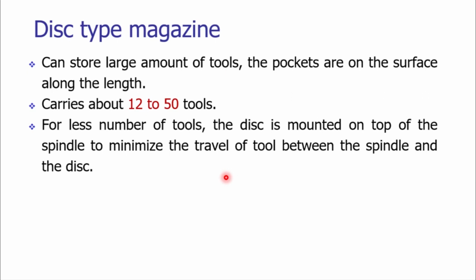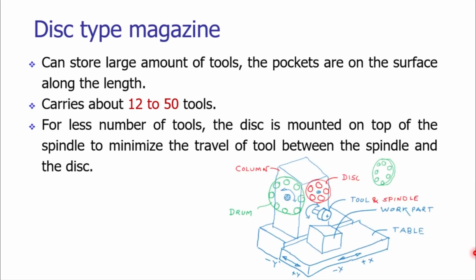So let us look at the arrangement. On your screen, you can see a typical CNC machining center. Here we have a table. On the table, the work part is held. There is a column, and on the column we are housing the electrical drive. The electrical drive is driving the spindle, and on the spindle the tool is attached.